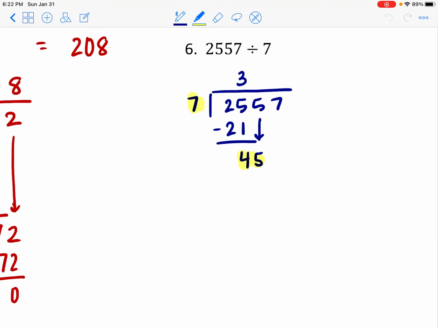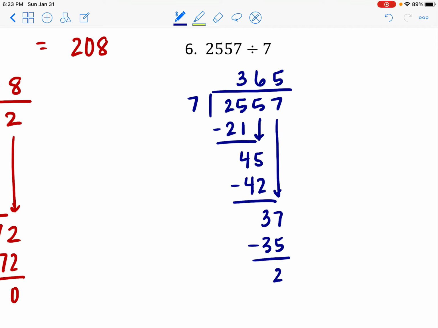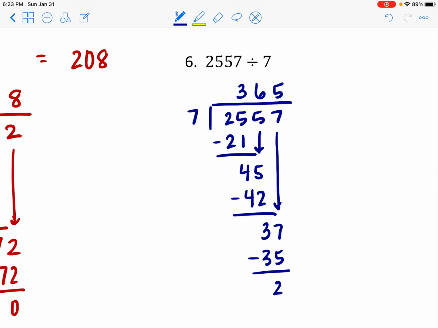45 divided by 7 is going to be 6. 6 times 7 makes 42. When I subtract, I have 3. I'm going to bring down the 7 and do this again. This time 37 divided by 7 is 5. So 5 here times the 7 gives me 35. When I subtract, I have 2 left over. Now since I have no other digits to bring down, that makes 2 my remainder. So I could say that this result is 365 with a remainder of 2.